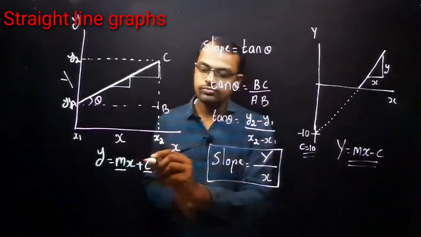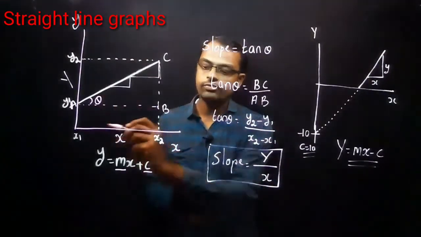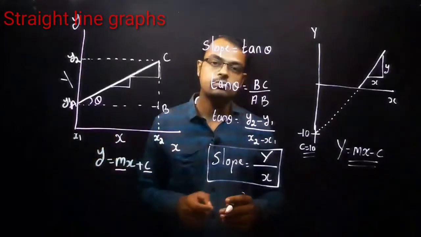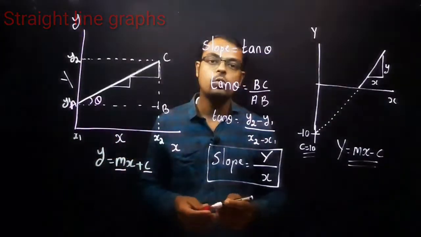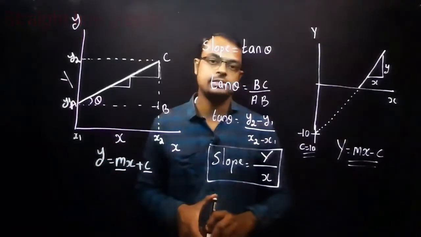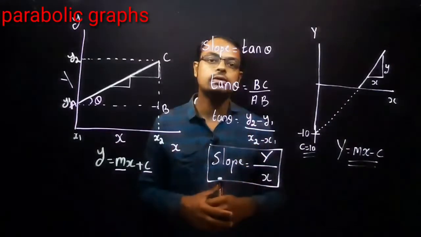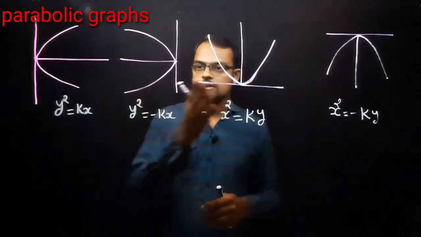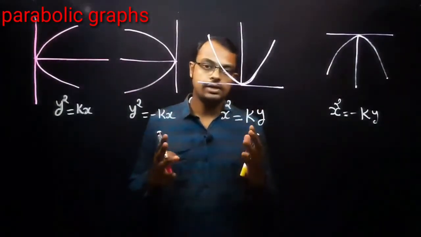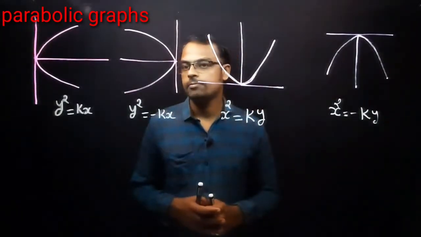And the same graph, if the line is starting from 0, the equation becomes what? y is equal to mx. Now let's discuss some parabolic graphs. These are a few graphs related to parabolic shape.